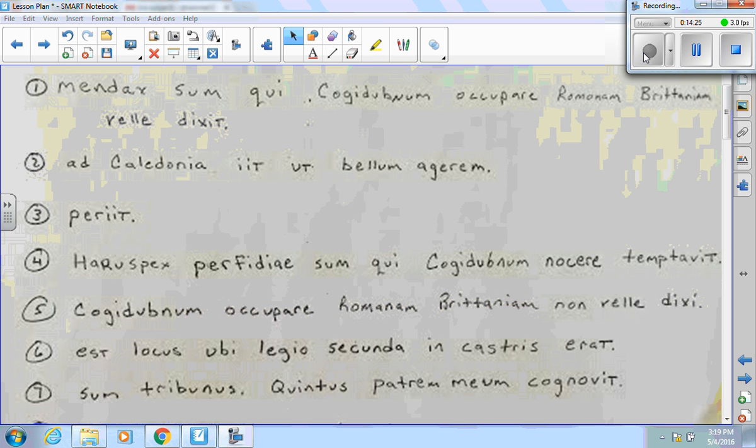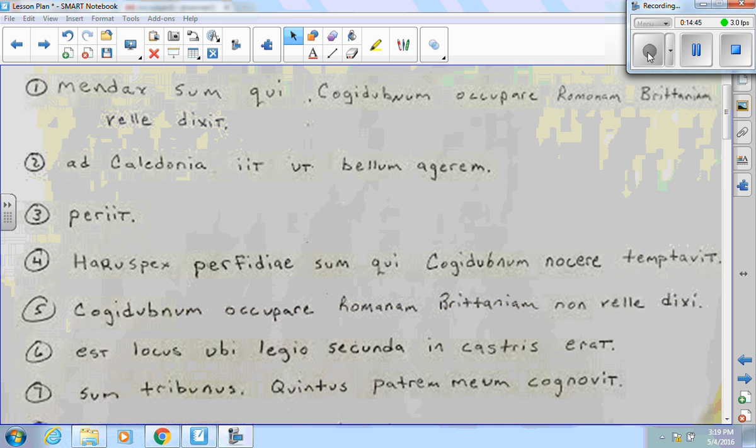I am a treacherous haruspex who tries to kill Cogidubnus. That'd be Mimor. Number 5, I said that Cogidubnus did not want to occupy Roman Britain. That was Quintus. This is a place where the Second Legion was in camp. That was Deva.